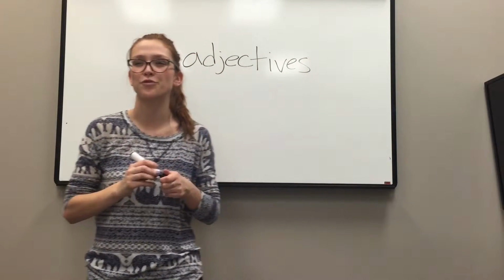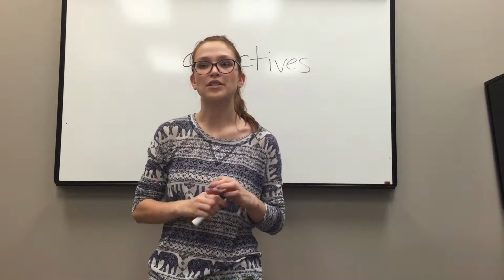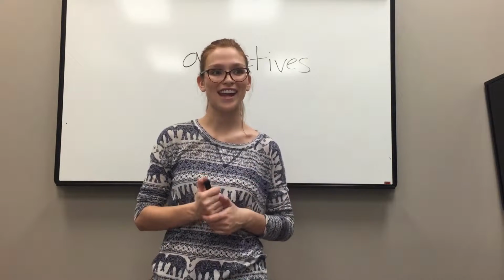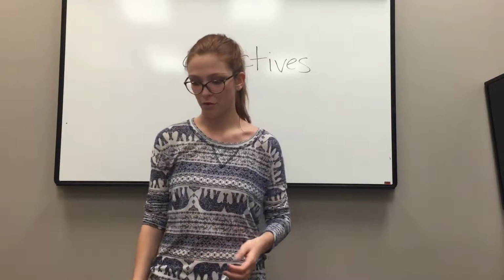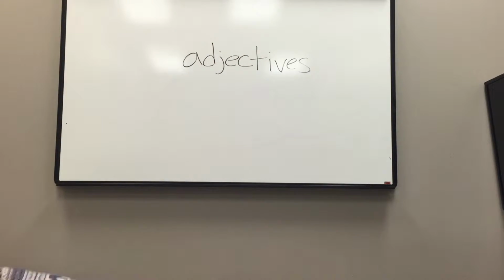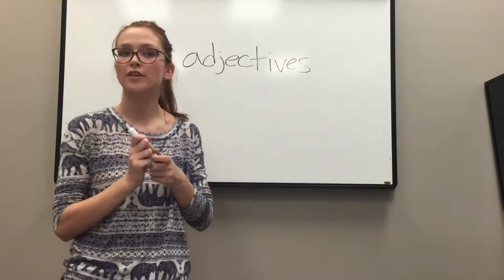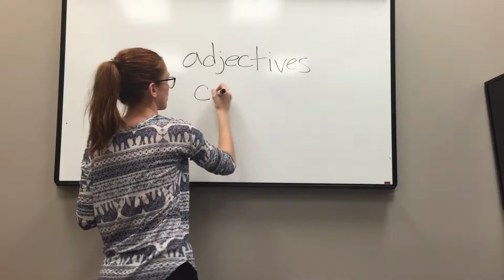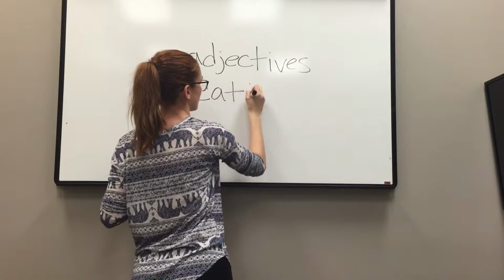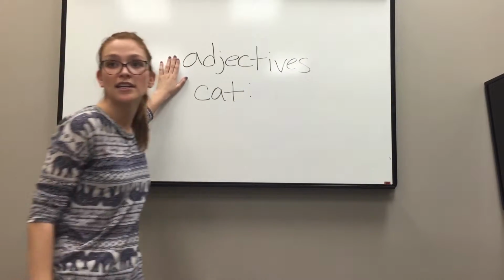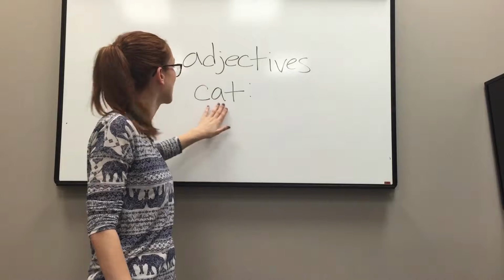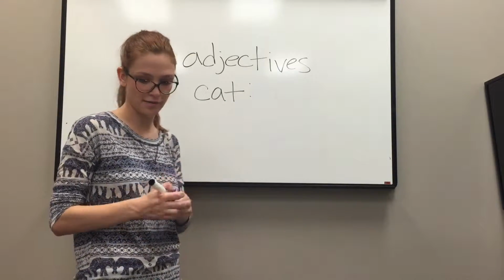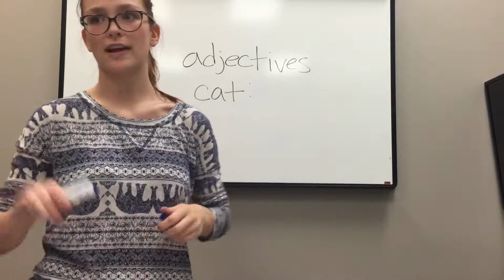Adjectives are what we call describing words. What does it mean to describe something? Right, it explains something in more detail. So, what are some words that we could use when talking about the word cat? Because we know adjectives describe nouns, and cat is a noun. Very good. So what are some describing words we could use for cat?